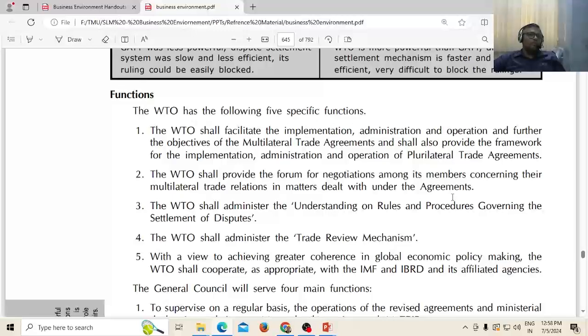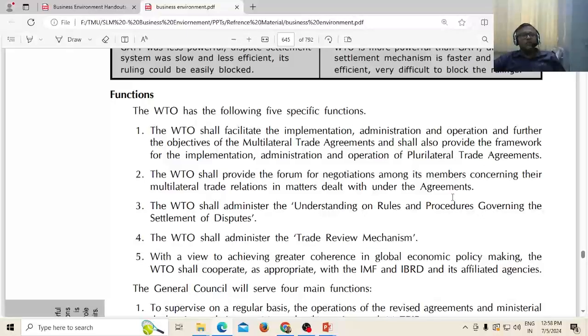Second, the WTO shall provide the forum for the negotiations among its members concerning their multilateral trade relations in matters dealt with under the agreement. Third, the WTO shall administer the understanding on the rules and procedures governing the settlement of disputes. Fourth, the WTO shall administer the trade policy review mechanism.